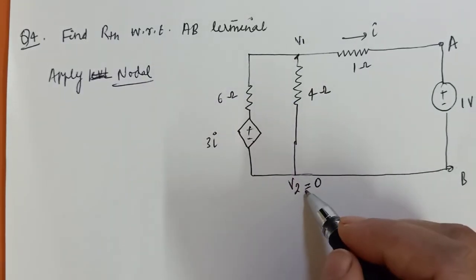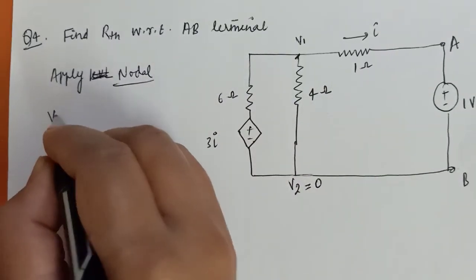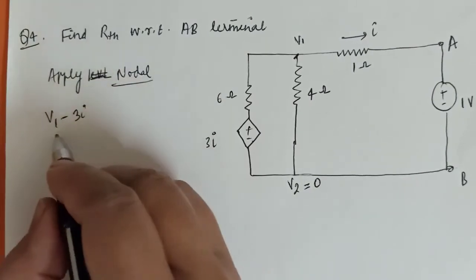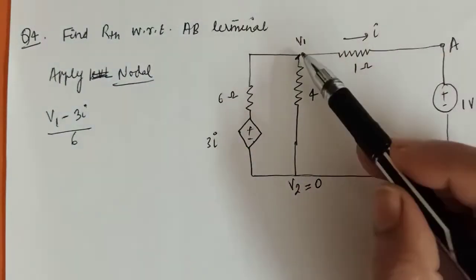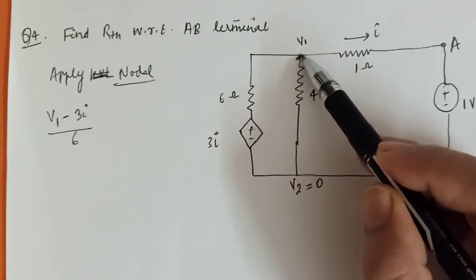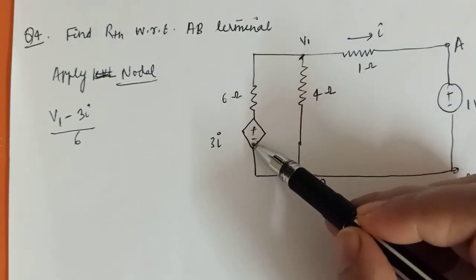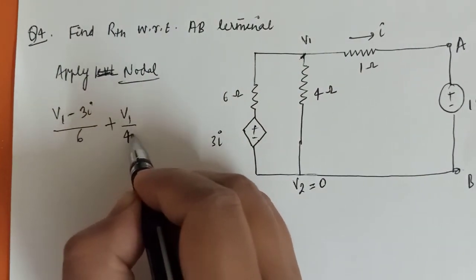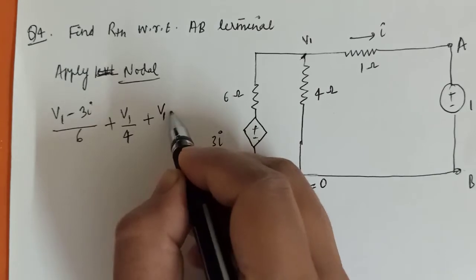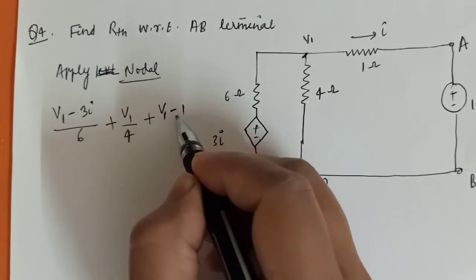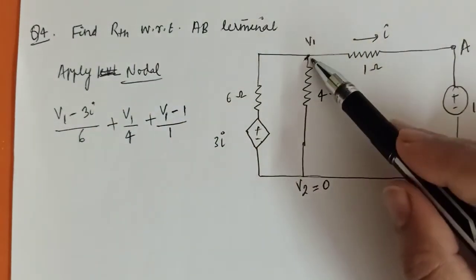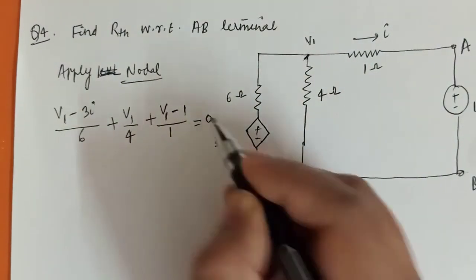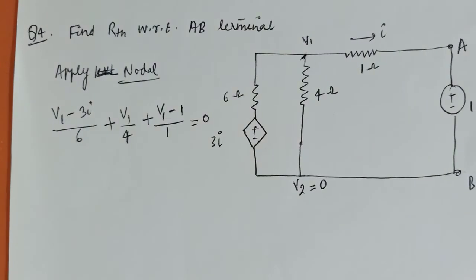So apply nodal. This I am assuming as a reference, so I have taken 0. So V1 minus 3I divided by 6, this I am assuming as a high potential, so V1 minus 3I divided by 6, plus V1 divided by 4, plus V1 minus 1 divided by 1, this voltage divided by 1, equal to 0. Clear? Now solve this.